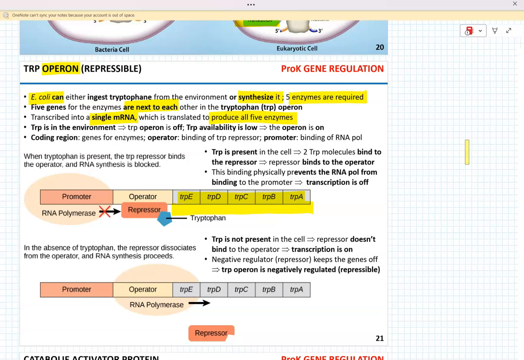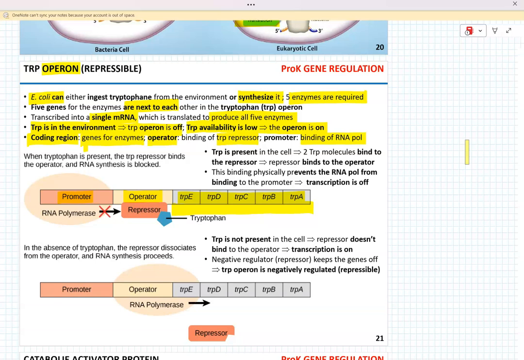When tryptophan can be found in the environment, the tryptophan operon must be off, so the cell does not waste precious resources. When environmental availability of tryptophan is low, the tryptophan operon turns on, allowing the cell to supply tryptophan for protein synthesis. An operon can be divided into 3 large regions: the coding region, or structural genes region, which contains the genes for the enzymes; the operator region, which binds tryptophan repressor; and the promoter region that binds RNA polymerase.